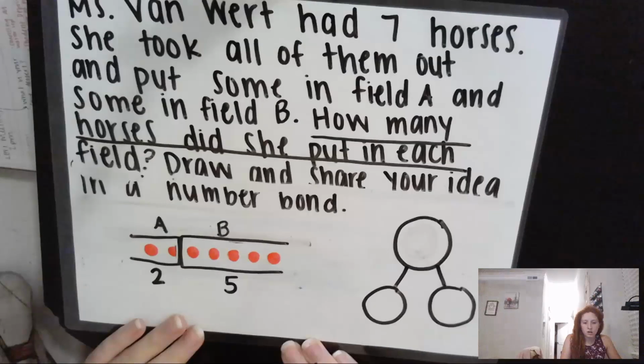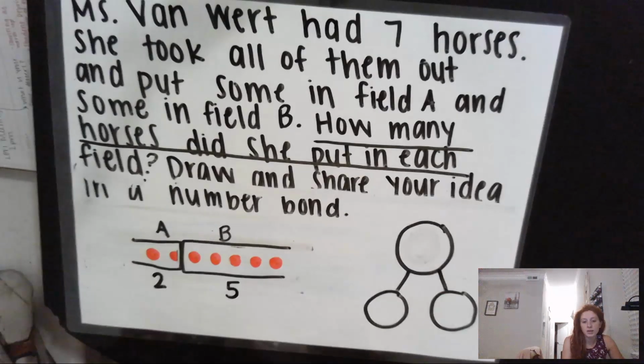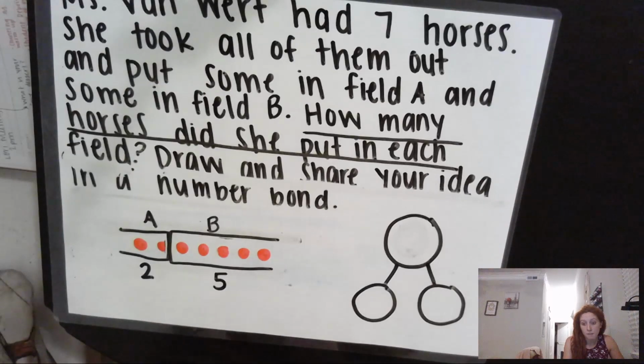So now that I've drawn a picture to help me think, I need to put my idea into my number bond. So how am I going to put this in my number bond? What am I looking for? I know I have 2 groups. I have my A group and my B group. But I'm not going to put A and B in here, right? I need to put the numbers. So I'm going to put 2 and 5.